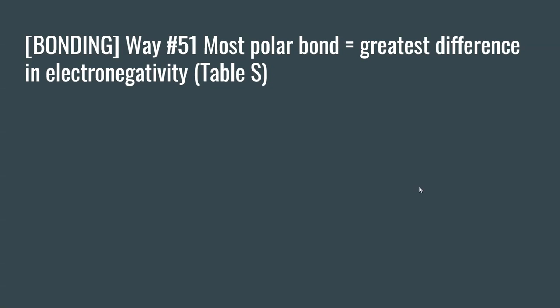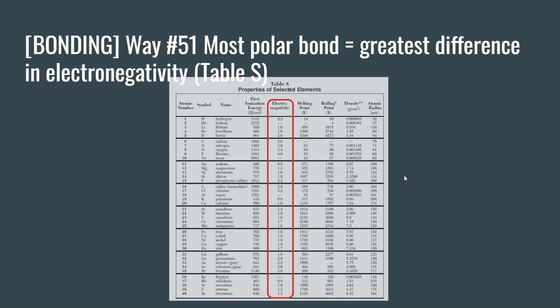Wave 51 deals with trying to find out which one of any kind of bond is the most polar. And to do that, you have to calculate the difference in electronegativity between the two atoms bonding in question. And for this, you're going to use table S. So for example, if we want to calculate the polarity between hydrogen and lithium, we would take the electronegativity difference of the greater from the smaller.